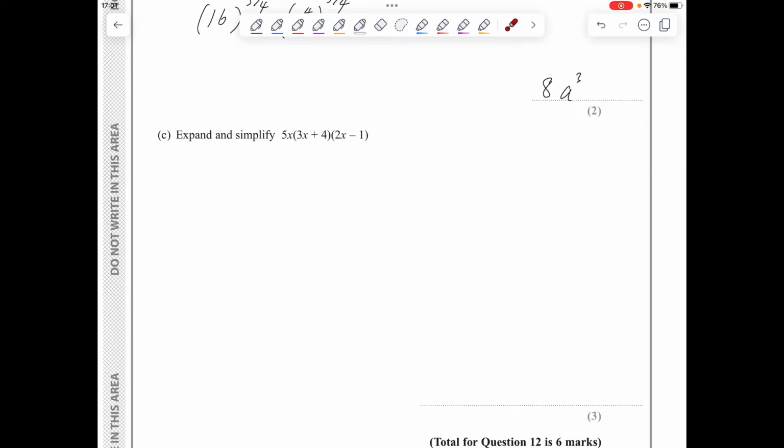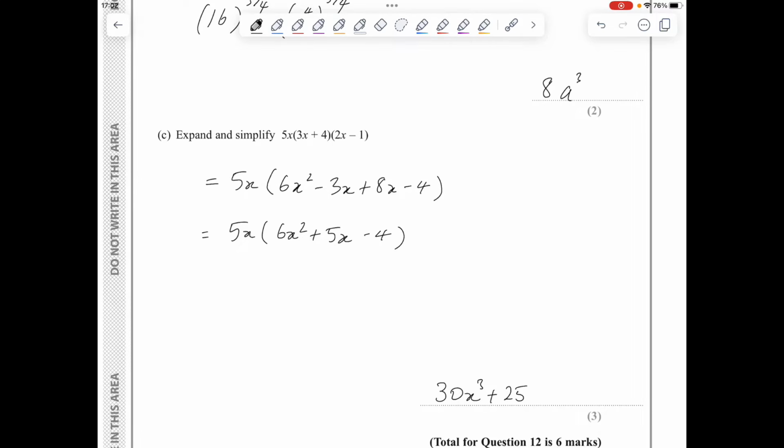For part C, I will first expand the two brackets. So 5x times 6x squared minus 3x plus 8x minus 4. Let's simplify this bracket: 6x squared plus 5x minus 4. And now let's expand the whole thing: 30x to the power of 3 plus 25x squared minus 20x.